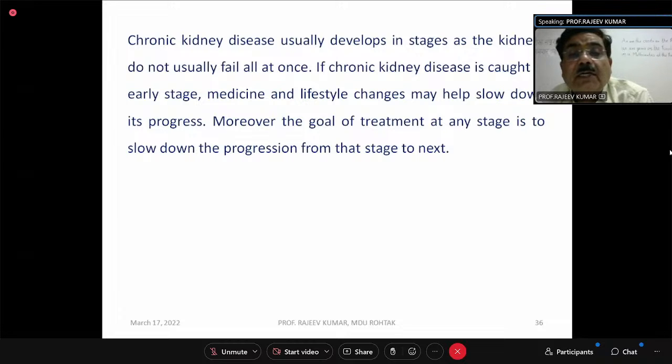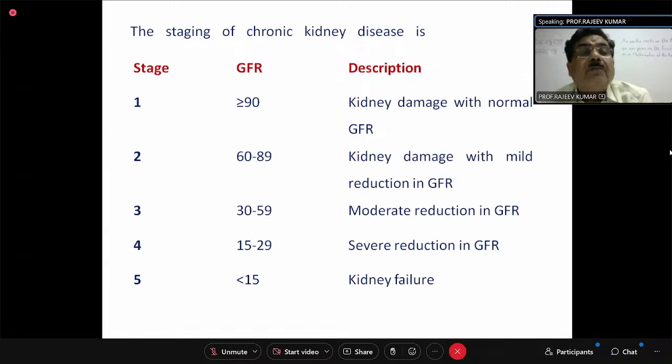If CKD is detected at an early stage, it can be managed. But if CKD is detected at a later stage, it is very difficult to save the patient. So that is a very important point, because we have to take care of CKD and the different stages of the system.